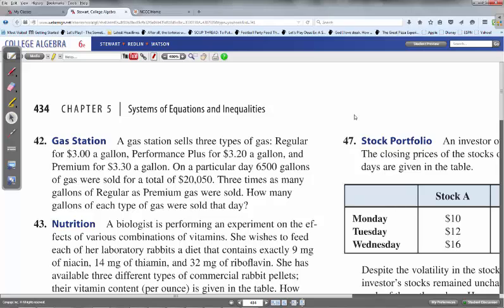The application problems are not significantly different, so I'm not going to do a bunch of them. I figured I would do problem 42 here. Gas station sells 3 types of gas, regular for $3, performance plus for $3.20, and premium for $3.30. So let's say, it should show up on my sheet as well. Oh yeah, how many gallons of each type? So R for regular.